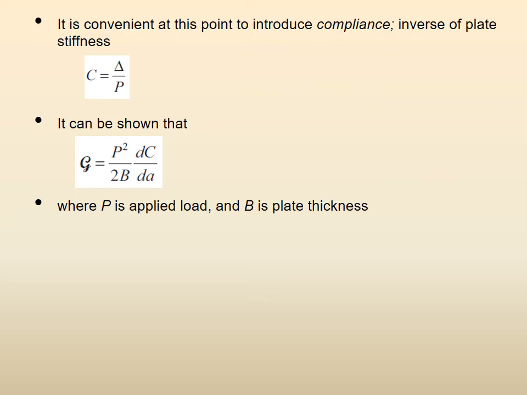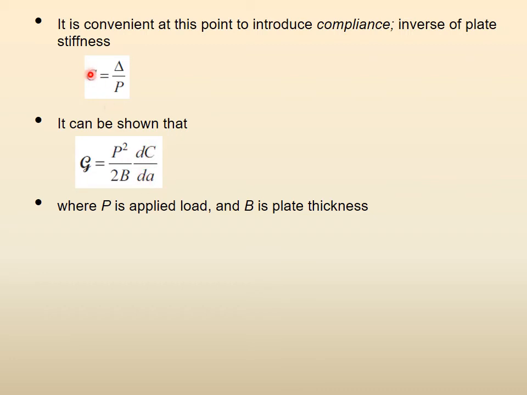Again, this beautiful sentence that you like so much, it can be shown that. So we take the previous equation of G, the energy release rate, and then we say that if we introduce compliance into that, then that same equation will become this: P squared upon 2 capital B. Capital B is the thickness of the plate. Remember, from even the compact specimen for fracture toughness, capital B is the thickness, P is the applied load, and this is DC dA.